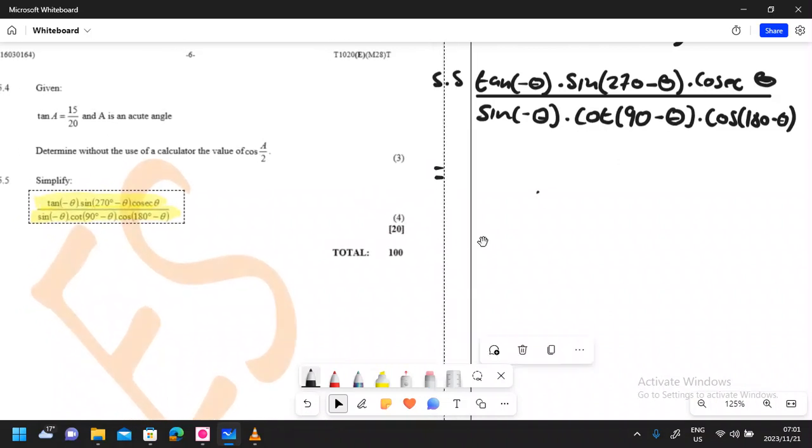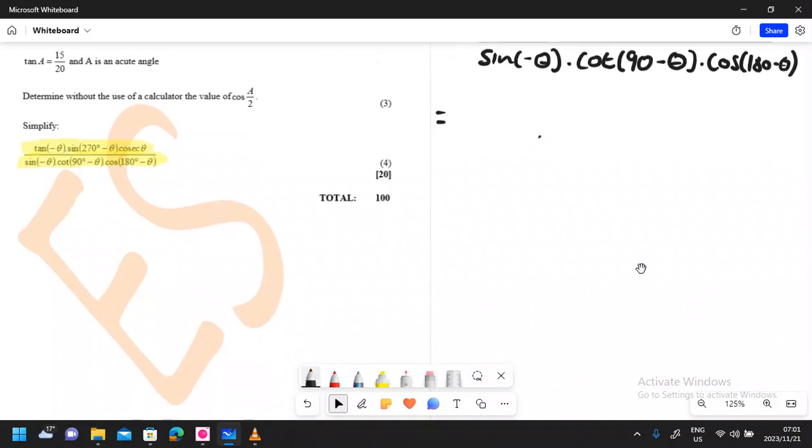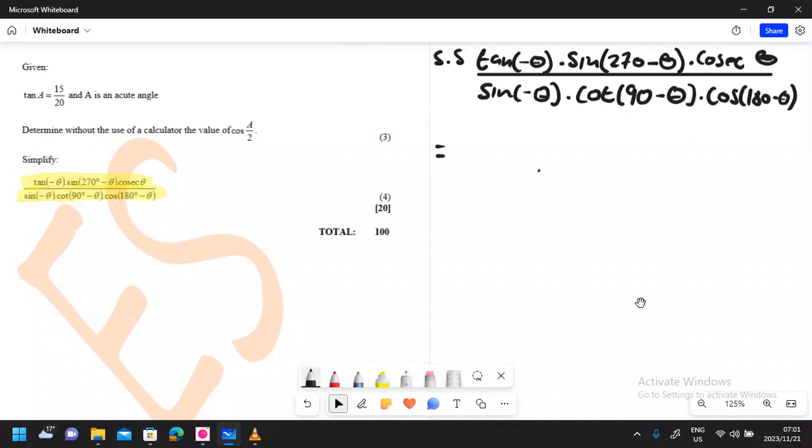What's happening here? All right, let's continue. Let's create more spacing.